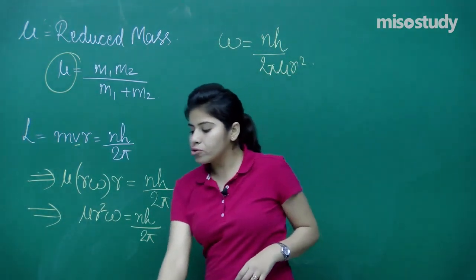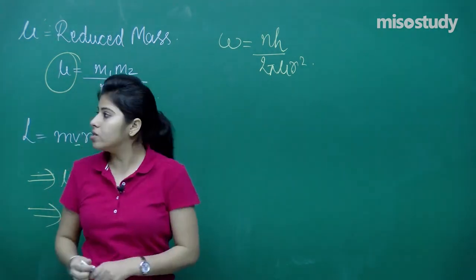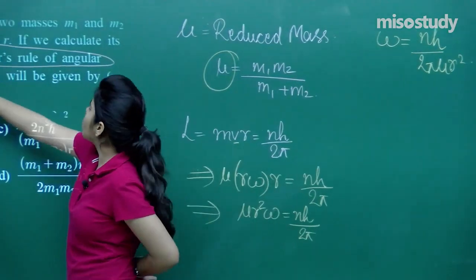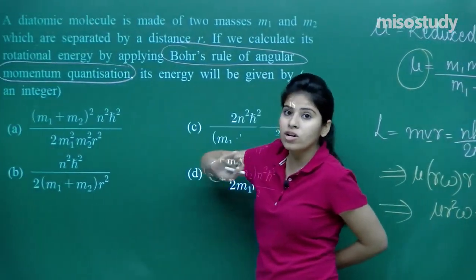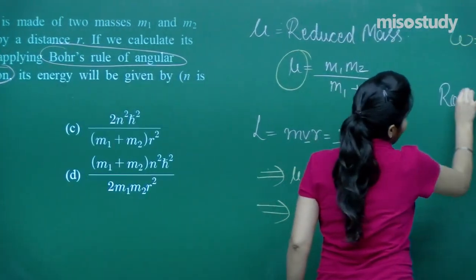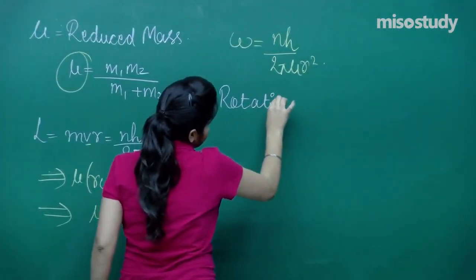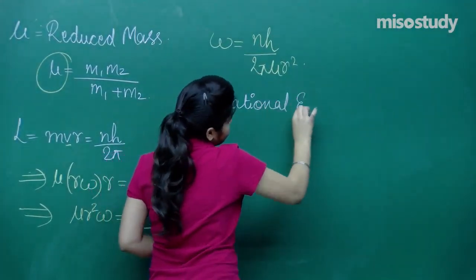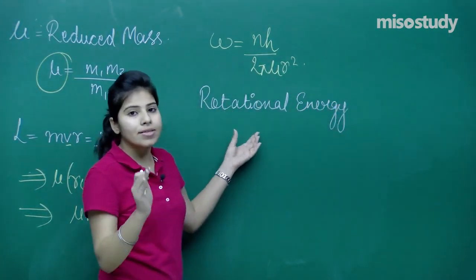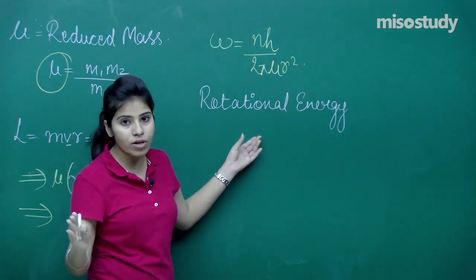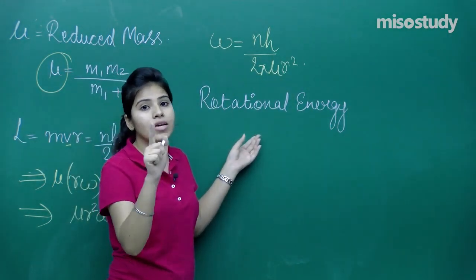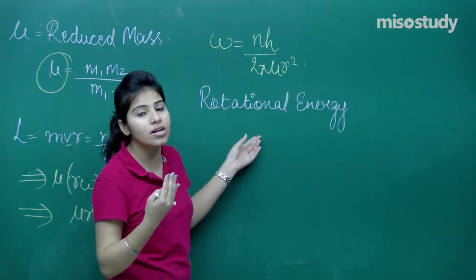Now because I have to find out the value of the rotational energy, you can see over here what we have to calculate, the rotational energy. So the formula for that will be, as we know that the kinetic energy is half mv square. From that you are going to find on your own what will be the rotational kinetic energy.